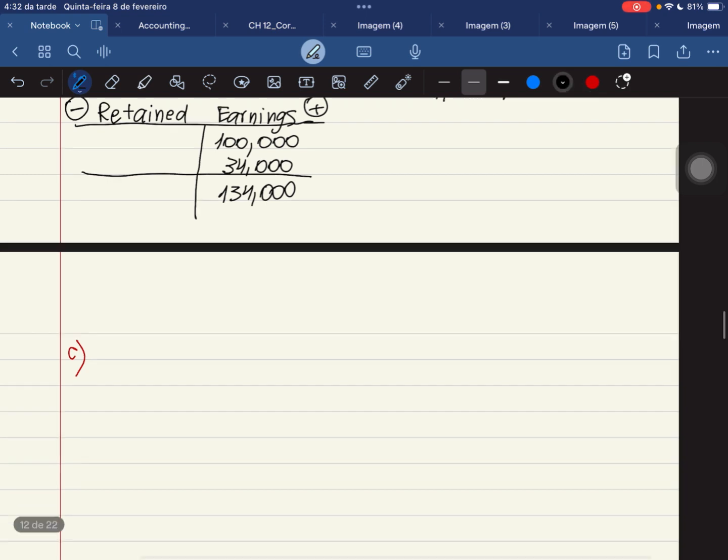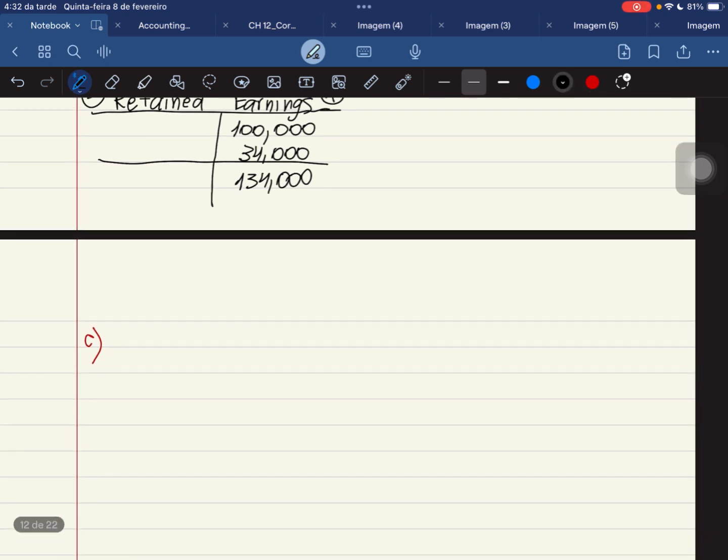Okay, so the equity section, which statements present equity? Statement of financial position has equity, right? So how do you make a statement of financial position? You always start with the name of the company. In this case, it is Elston Limited. And then you follow up with the kind of report that you're making.